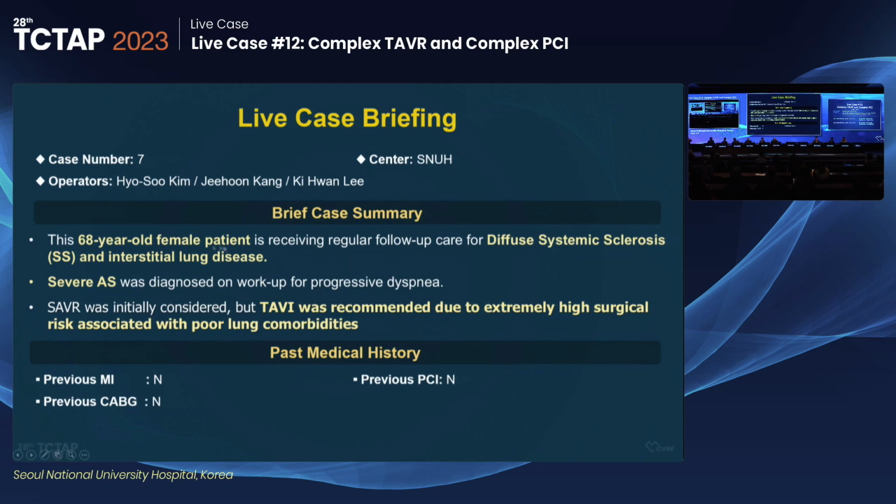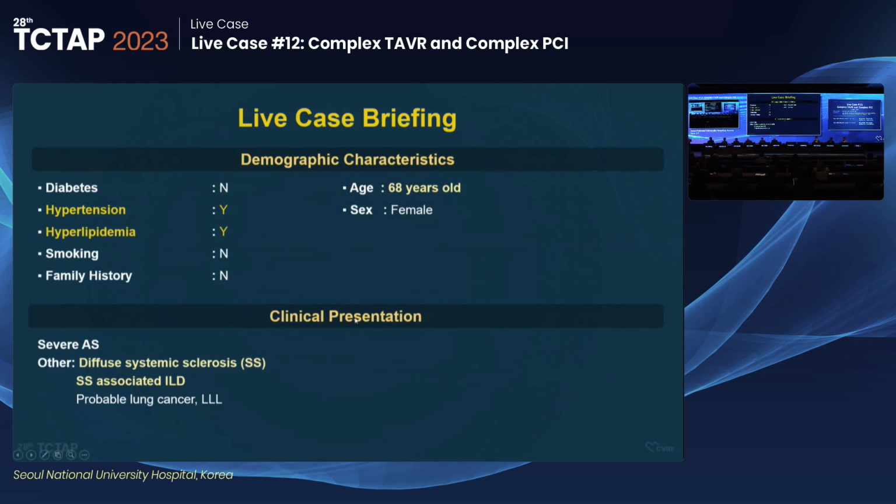A 68-year-old female patient is receiving regular follow-up care for diffuse systemic sclerosis and interstitial lung disease. Severe AS was diagnosed on workup for progressive dyspnea. SAVR was initially considered, but TAVR was recommended due to extremely high surgical risk associated with poor lung condition. The target is AS on the background of diffuse systemic sclerosis associated with interstitial lung disease.